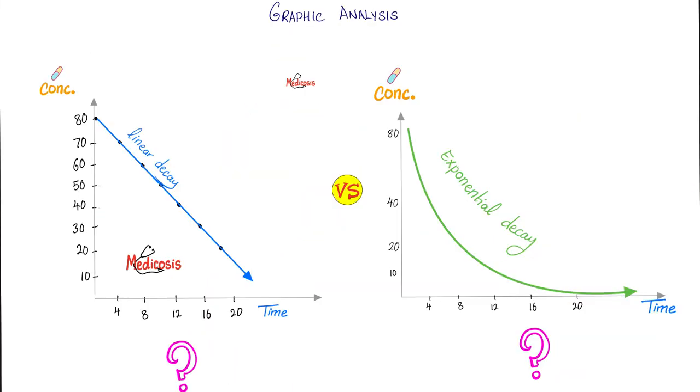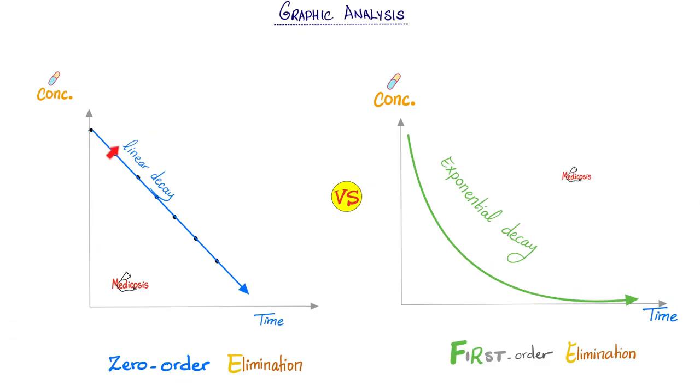Quiz time. Please choose the correct answer. Which of the following is zero order kinetics? Which one is first order kinetics? Put differently, which one is saturation kinetics and which one is exponential kinetics? Pause. The linear decay is zero-order elimination, also known as saturation kinetics. The exponential decay is first-order elimination, also known as exponential elimination or exponential kinetics.